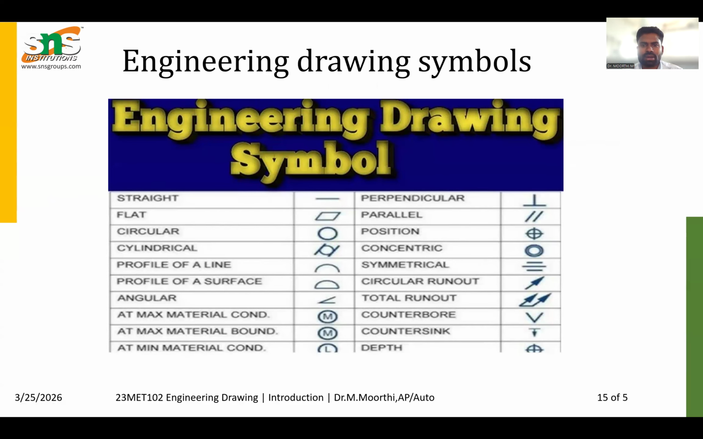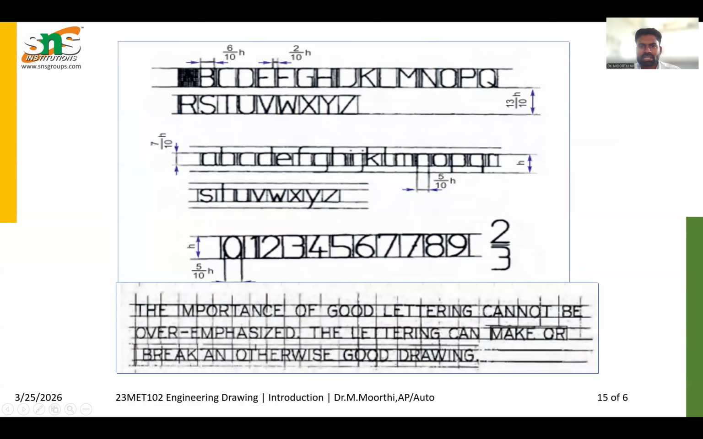Engineering drawings have their own symbols, like straight line, perpendicular, parallel, and circular position. The straight line symbol means the line should be drawn straight, and the perpendicular symbol is for a line perpendicular to a flat line. Different symbols are used for different parameters, and they should be followed while drawing the diagram. This is an example of the way of representing the lettering and the dimensioning.